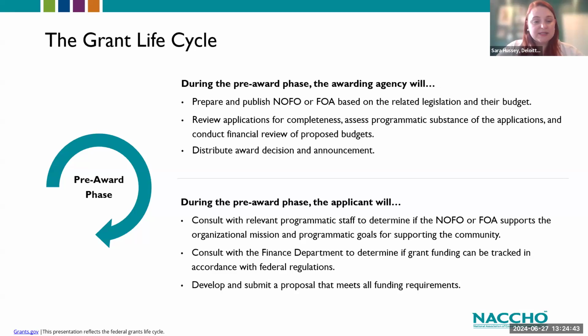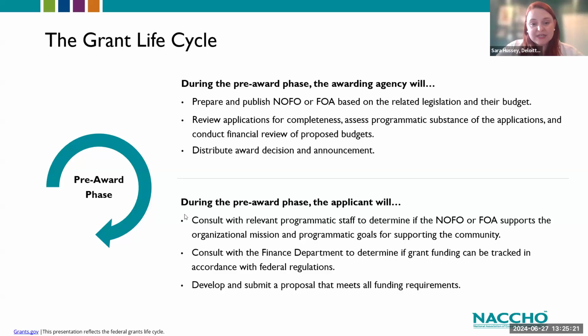60 days is considered the standard amount of time, particularly for federal grants. However, there are opportunities that sometimes might be a 30-day or even a tighter turnaround, and some that might be a 90-day. But 60 is typically what you'd be looking at. Once those applications come in, the awarding agency is reviewing them for completeness, really assessing the programmatic substance of the application, what all have you said that you are going to do with the funding, what is the impact you intend to have, how will you be using it? And they do that financial review along with the activity review. And then they make those final determinations around decisions and announcement.